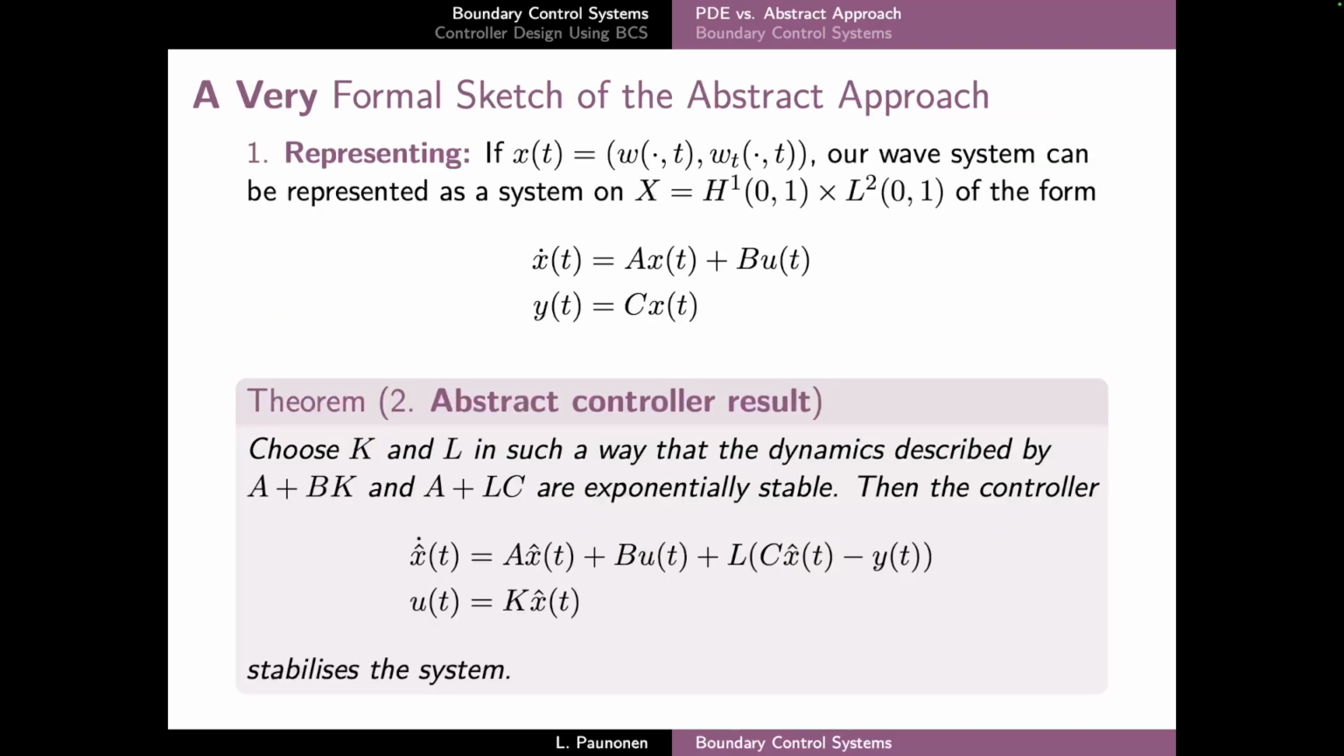If we take a little bit closer look at the process, but still staying on a very formal level, we first start by choosing a state for our wave equation in the abstract framework. What we can do for the wave equation is to choose a state vector consisting of the deflection profile and the velocity profile. And this way we can represent our system on the product space consisting of the first order Sobolev space for the deflection and L2 for the velocity profile.